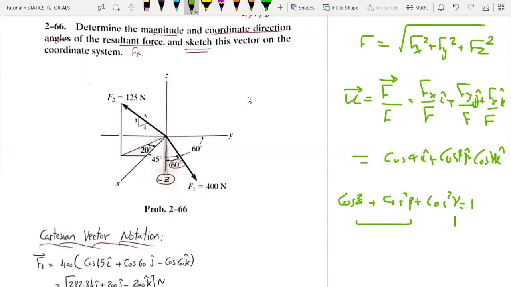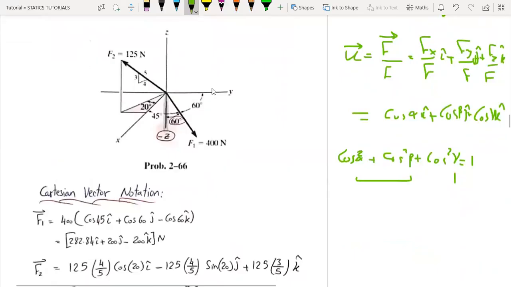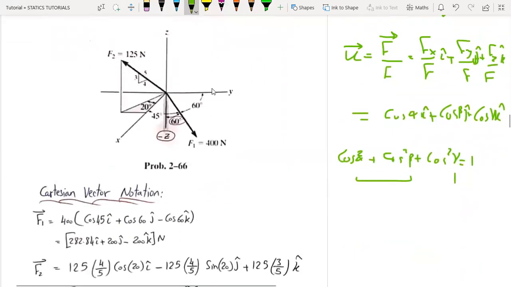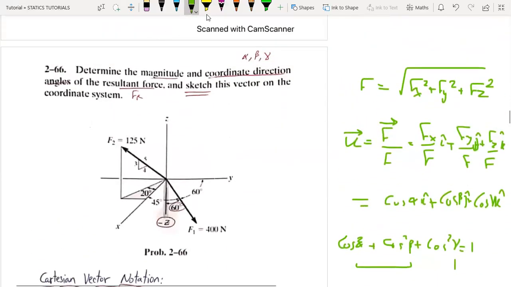Here the same concept applies. We are going to take the summation of the forces, but in the Cartesian vector notation. So let's start with our problem. Determine the magnitude and the coordinate direction angles alpha, beta, and gamma of the resultant force, and sketch this vector on the coordinate system.